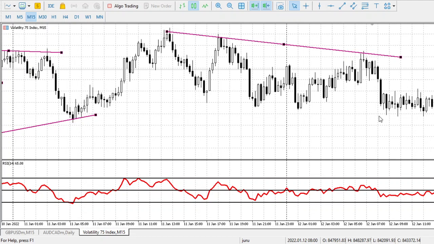So this is it, guys. This is the simple trend line strategy that you can use to trade volatility 75.